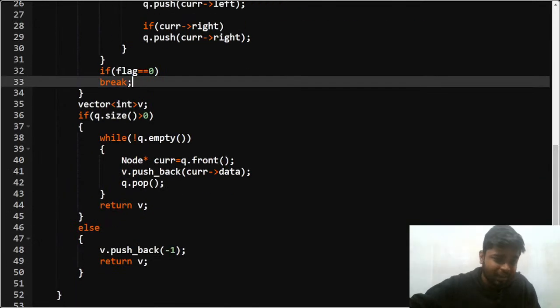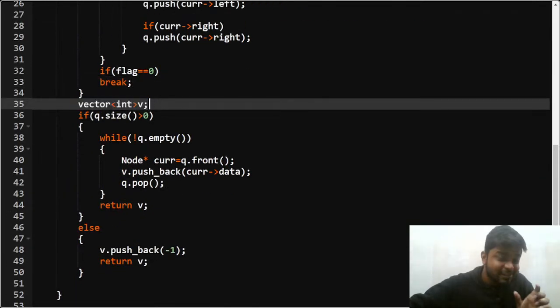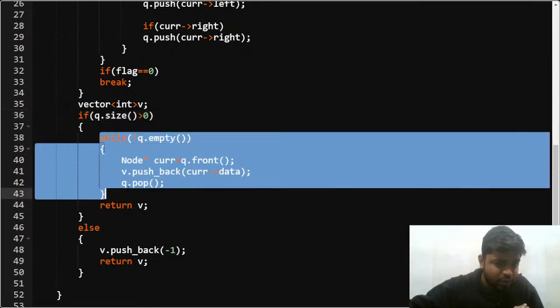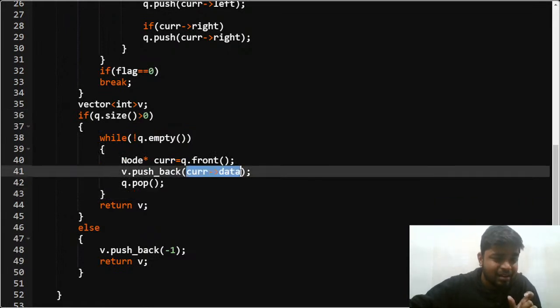Then I would declare a vector, right? If my queue dot size is greater than 0, that means I still have some nodes present in my queue, so all those nodes are what? All those nodes are cousin nodes, nothing but cousin nodes. So I'll simply empty my queue, and I'll push all the current data into my vector.